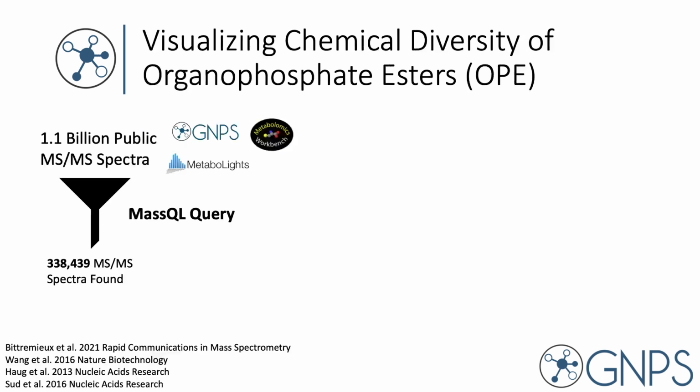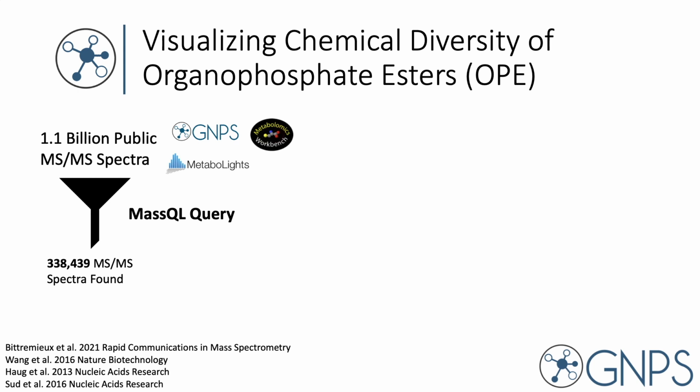And with that, what we were able to do is look through all public GNPS data using MassQL, and this is about 1.1 billion MSMS public data, which is nearly impossible to manually look through. And we were able to filter this down onto 330,000 MSMS spectra that had this particular peak as the dominant peak in the spectrum.